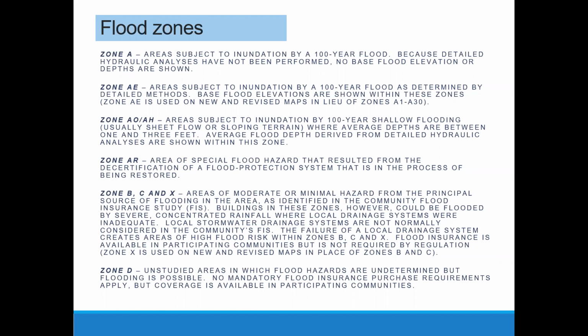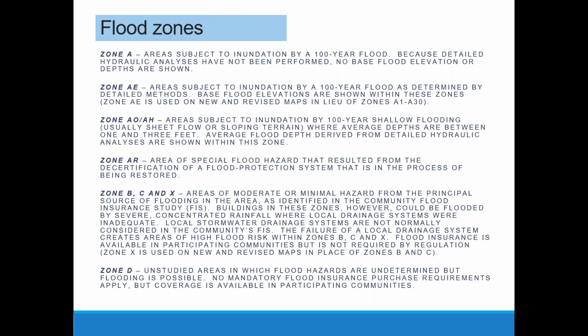And then zone AR is an area of special flood hazard that's the result of a decertification from a flood protection system that's in the process of being restored. I don't think we have any of these in Kansas. So that would be like the area on the national flood hazard layer that I showed you that had the black and orange striping for the levee that's certified. And so this would be from a decertification of that. Now they're back in the special flood hazard area, so they have to work on getting that certification back.